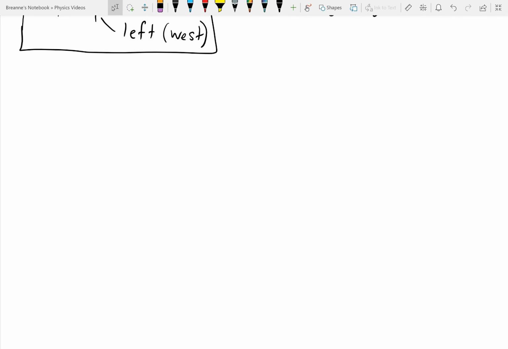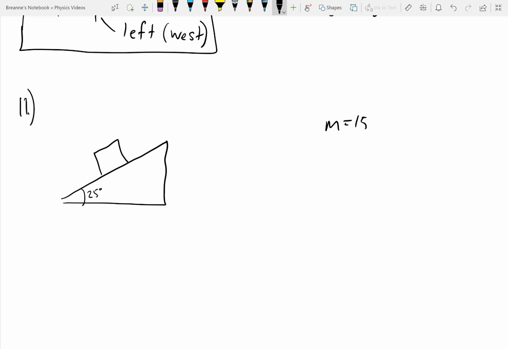So, next one I would like for you to look at is number 11. 11 is a very tricky one. So we have a box that's going on an incline, and we have the angle. The angle is 25 degrees. And another thing we have, mass is 150 kilograms. We have the acceleration also, which is 2.3 meters per second squared. So those are some key points.